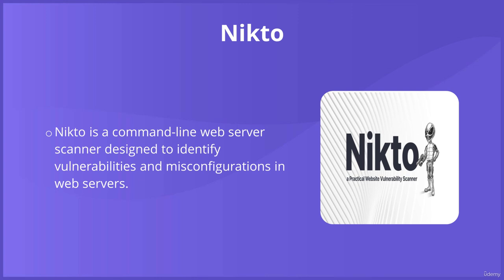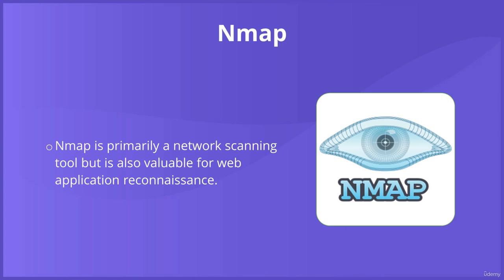Which leads us to Nmap, Network Mapper. Nmap is primarily a network scanning tool, but it's also got some valuable purpose for web application reconnaissance. It can identify open ports, services, and technologies used by web servers, providing valuable information for assessing their security posture. Nmap's scripting engine allows for custom scripts to automate tasks like service version detection and vulnerability scanning, enhancing its utility in web pen testing.